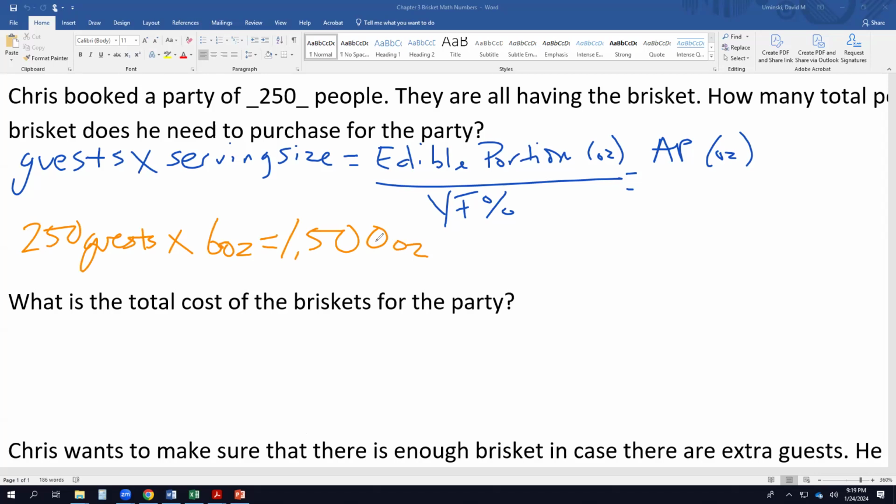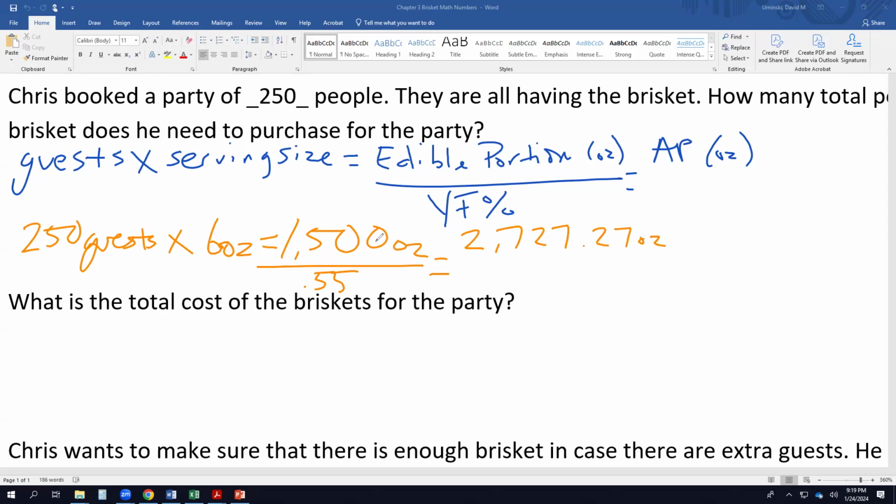That's why we have to do the yield factor, which is what? 0.55. So 1,500 divided by 0.55 is 2,727.27 ounces. I need to order 2,727 ounces.